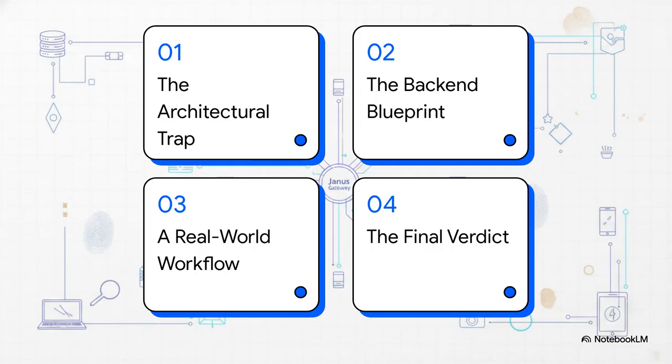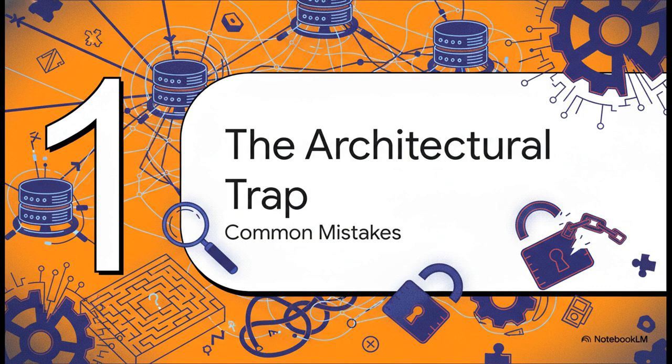Okay, so here's our game plan for the rest of this explainer. We're going to look at what I call the architectural trap, then we'll lay out the backend blueprint to avoid it, walk through a real-world example, and then wrap it all up with a final verdict. So first up, the problem.